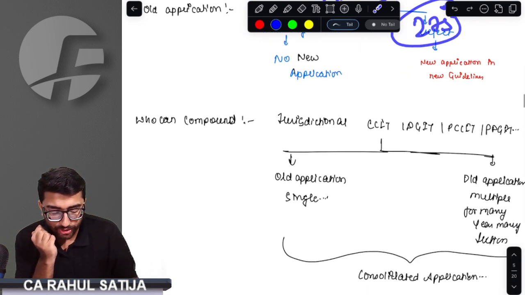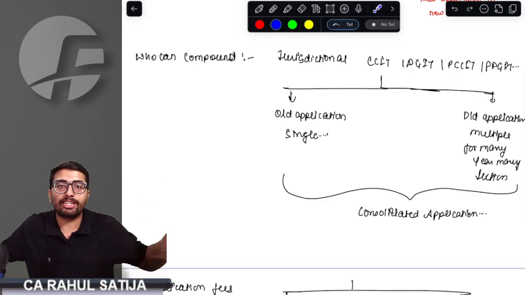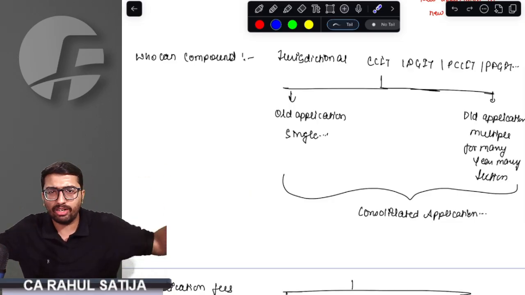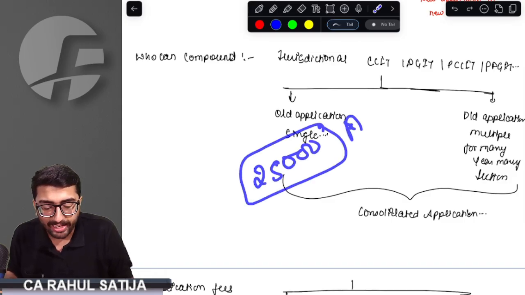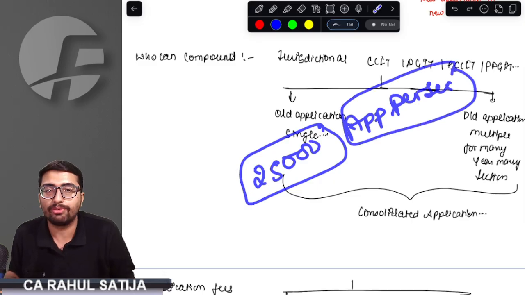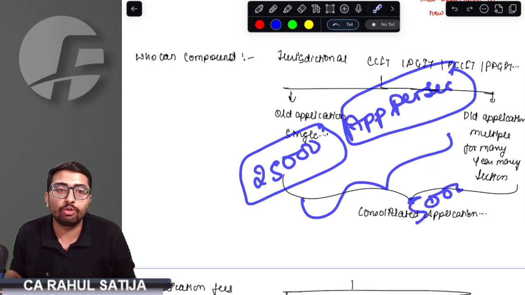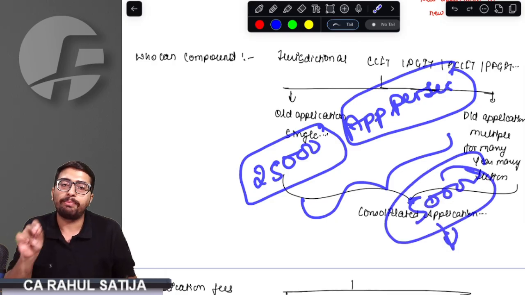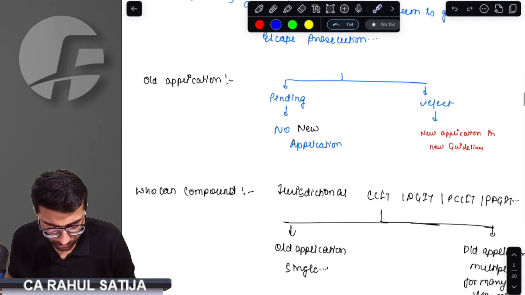If you apply for a single offense, for a single section, you can seek compounding. If you are seeking compounding for single offenses, now you have to pay 25,000 rupees application fees per section. For per section, you have to pay 25,000 rupees. But if you file a consolidated application, now you have to pay 50,000 rupees as fees for the entire application. Got it, sir? We got that point.